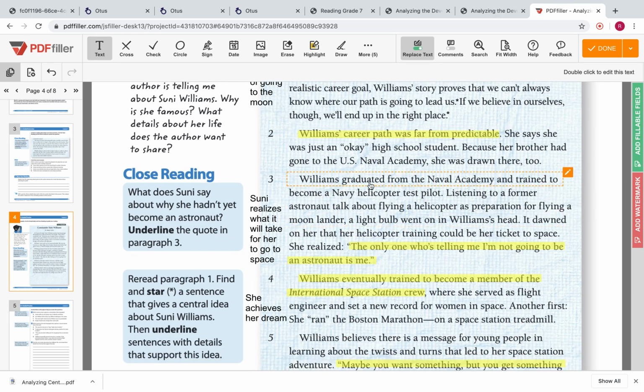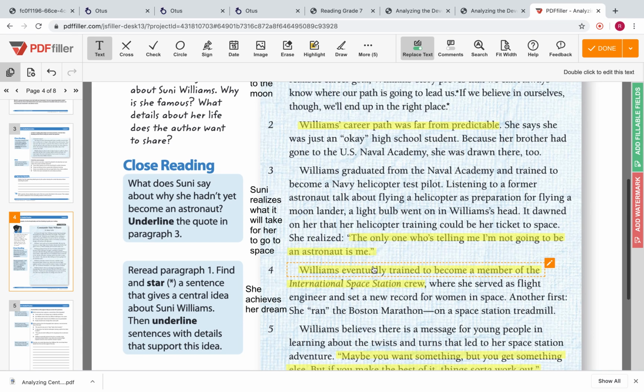Paragraph 3. Williams graduated from the Naval Academy and trained to become a Navy helicopter test pilot. Listening to a former astronaut talking about flying a helicopter as preparation for flying a moon lander, a light bulb went on in Williams's head. When we say a light bulb went on, you can think of how it happens in those cartoons. They think of an idea. It dawned on her that her helicopter training could be her ticket to space. She realized, "The only one who's telling me I'm not going to be an astronaut is me."